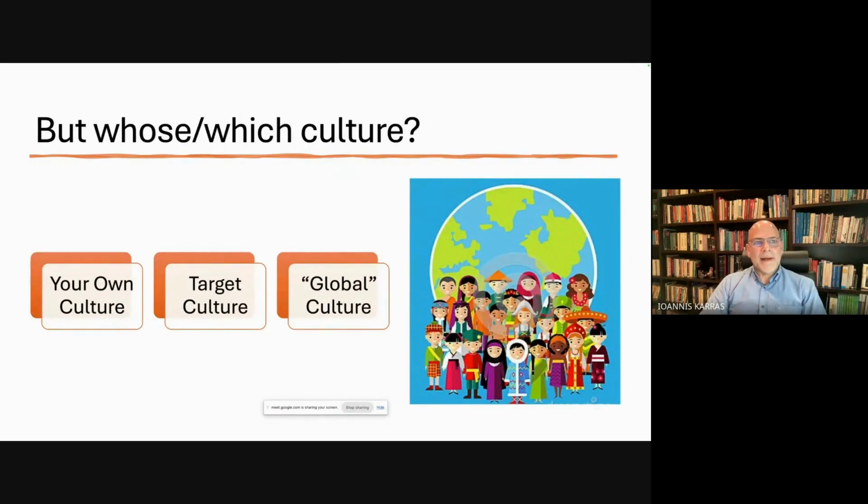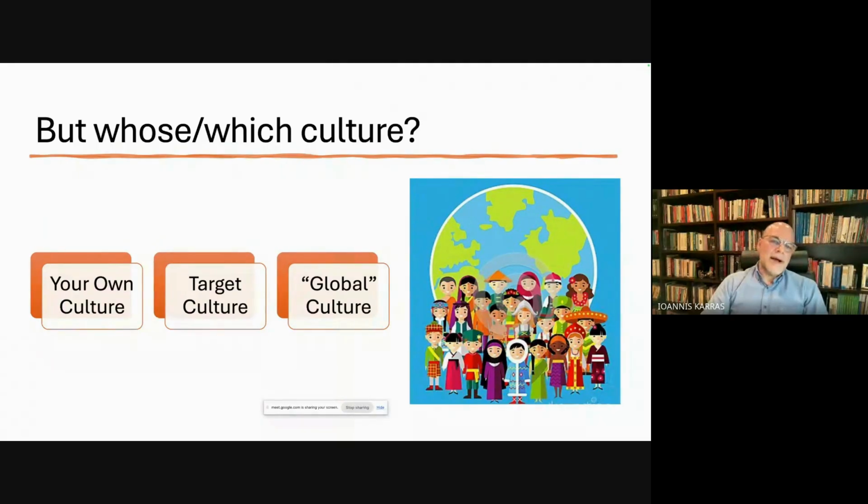But then the question becomes, whose culture or which culture are we referring to? And the scholarly literature agrees that we should be talking, first of all, about our own culture, so trying to help students find representations of their own culture in the material. And then there should also be reference to target culture. So if we're teaching English, for example, we can have cultural elements regarding English-speaking countries and not just Britain or not just the US. And then, of course, we need to move on.